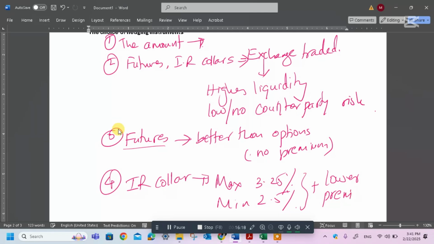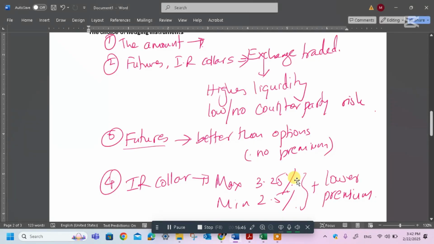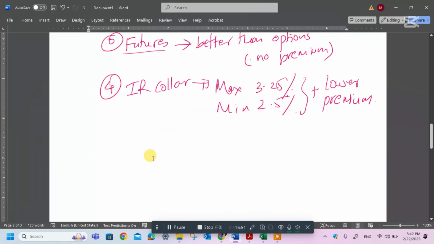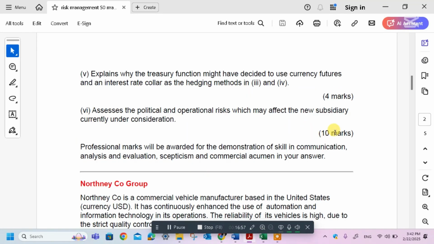Why lower premium? That's why the collar is, if you want to have a look at the calculations here, premium on put option, what you receive, call option, what you pay. So it reduces. If it is only the option, not collar, then the put option wouldn't have been there. So going for a collar, to a certain extent, it reduces the premium. Discuss these points that will justify why the company might have gone for these futures and collars. Last one, 6-1, 10 marks. That's where you have to spend more time.